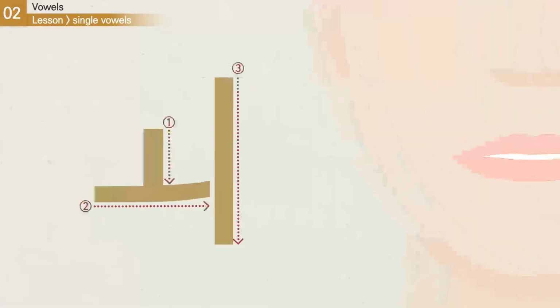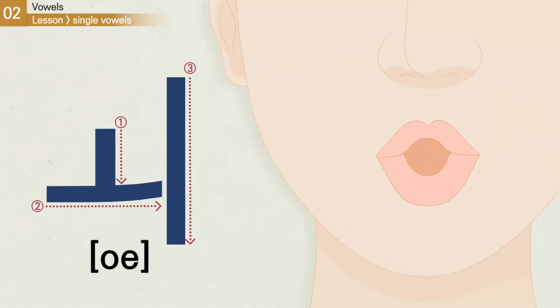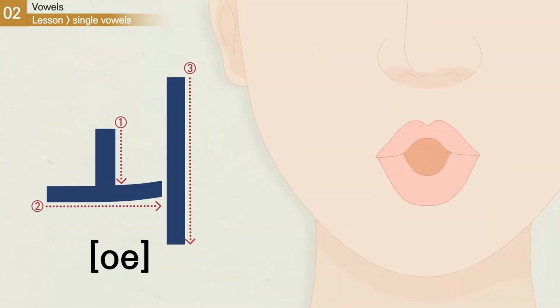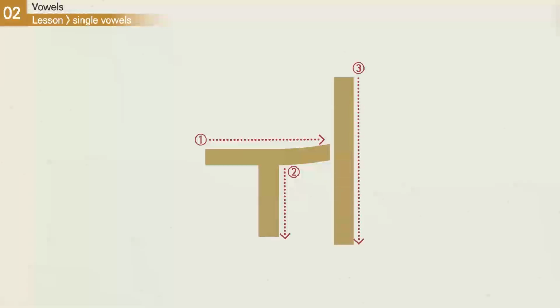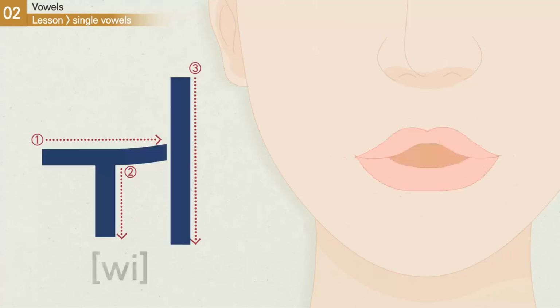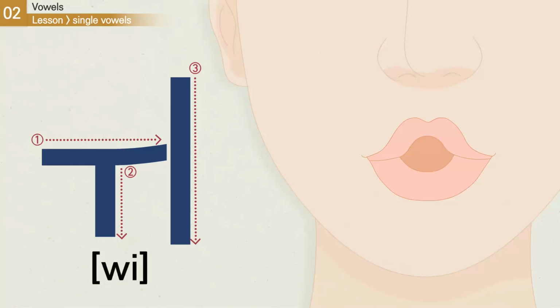We. Make your lips round like when you say O and then make the sound. Repeat after me. We. And once more. We. We. Put your lips together and push them out like when you say U and then make the sound. Repeat after me. We. One more time. We.